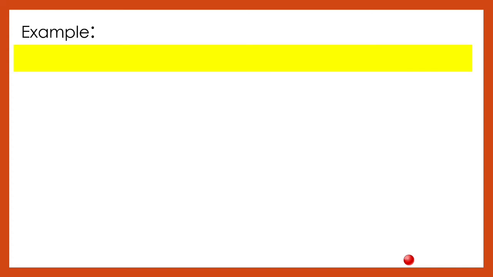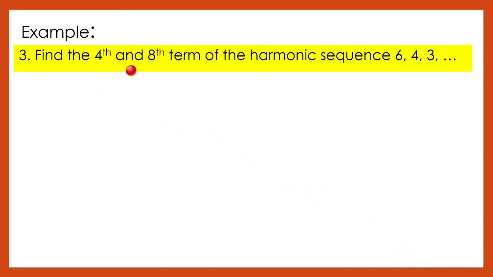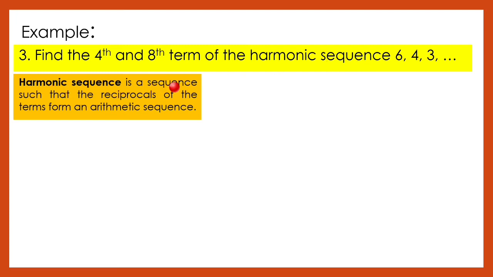Our next example, find the fourth and eighth term of the harmonic sequence 6, 4, 3, and so on. So we have here harmonic sequence. Ano ba ang harmonic sequence? A harmonic sequence is a sequence such that the reciprocals of the terms form an arithmetic sequence. So itong 6, 4, 3, kapag kinuha natin yung kanilang reciprocals, ay magfo-form siya ng arithmetic sequence. So, convert muna natin itong harmonic sequence into arithmetic sequence.